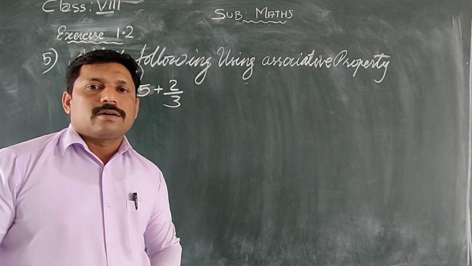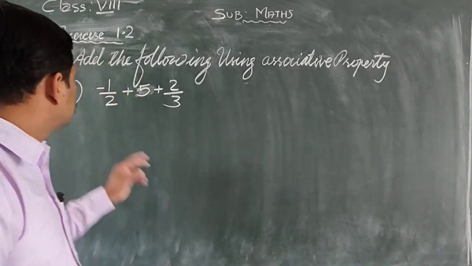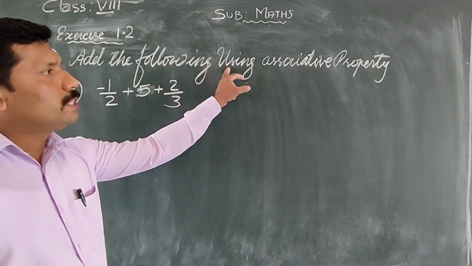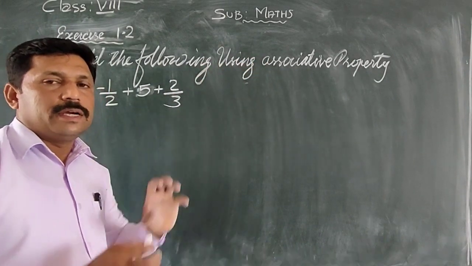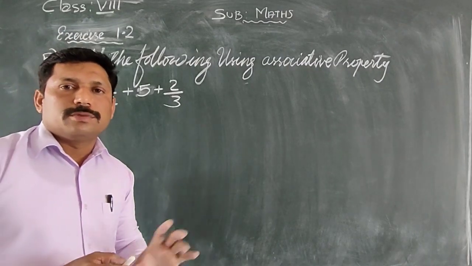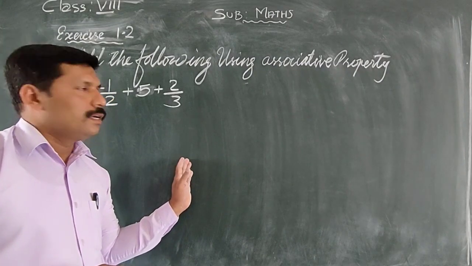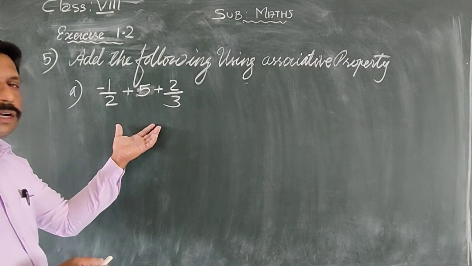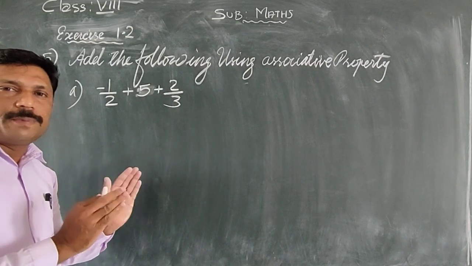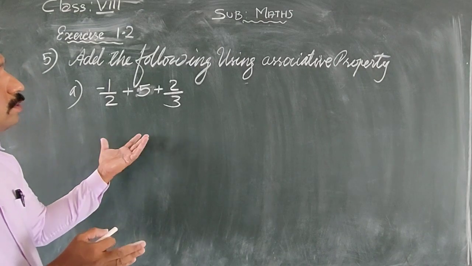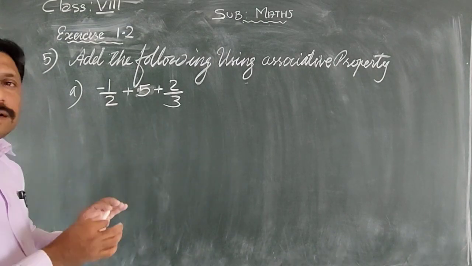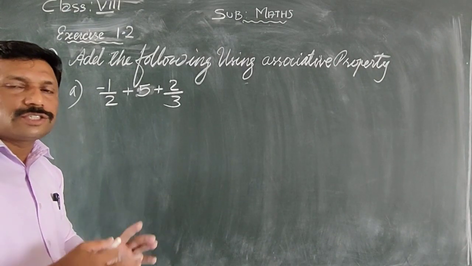Now we will solve question number 5. The question number 5 is, add the following using associative property. Associative property is used when there are three rational numbers given. Here you can see that three rational numbers are given, and any two numbers we have to group inside, and another number we have to group outside, and then we add it. It is not verification, just addition only.